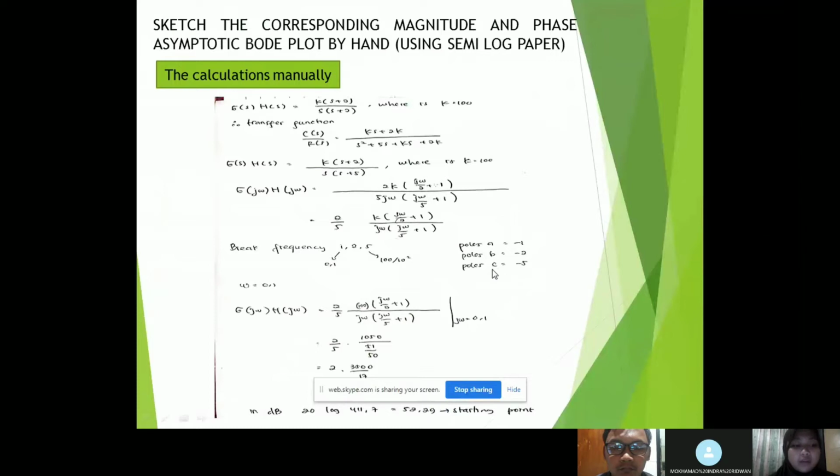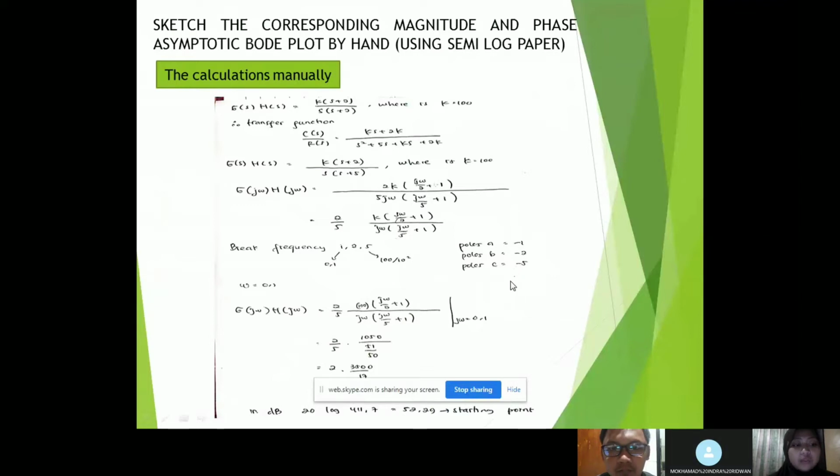When the break frequency is 1, the frequency is 0.1. And when the break frequency is 5, the frequency is 100. We have 3 poles. The first pole is -1, the second pole is -2, and the third pole is -5.